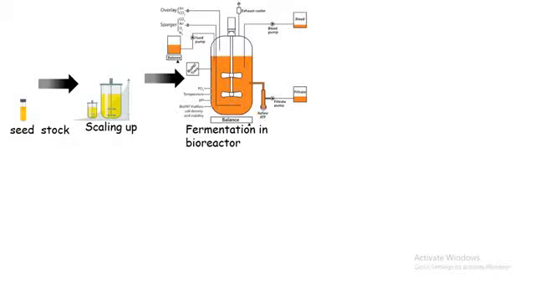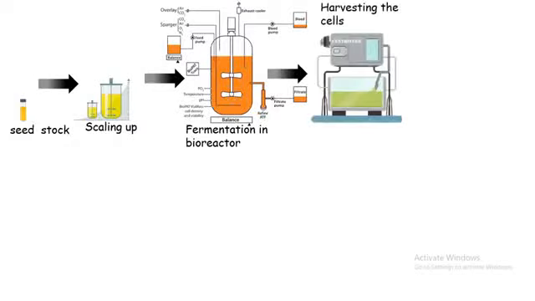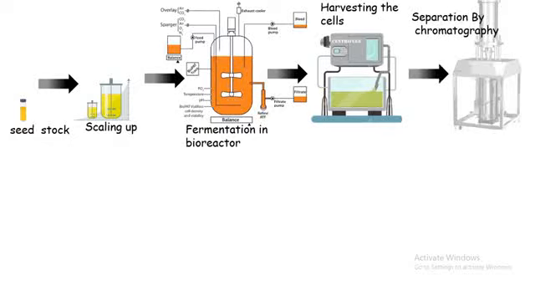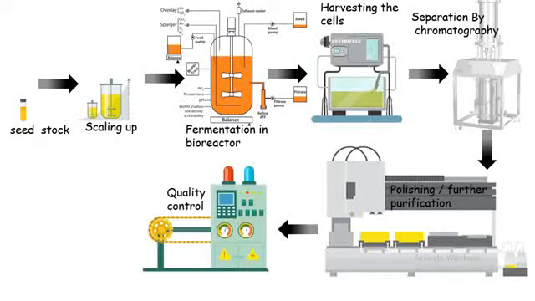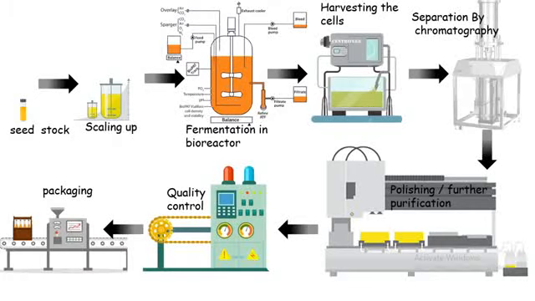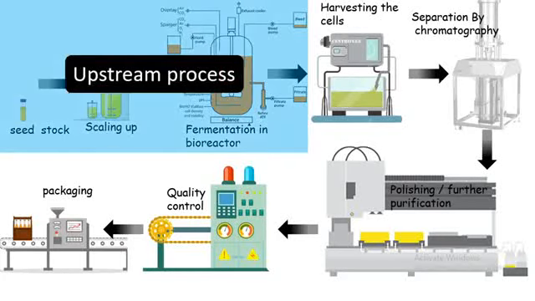Now, after that, your product needs to be recovered from the bacteria, right? So you have to harvest the cells and you have to do centrifugation, followed by some kind of separation by chromatographic method. Then there would be several rounds of purification steps, polishing step, and ultimately it would pass through a quality control. You have to understand whether the product which is generated is actually functional or not, whether it is okay for it to be released in the market. So quality control step is very important, and ultimately it would be packaged and delivered to its proper location.